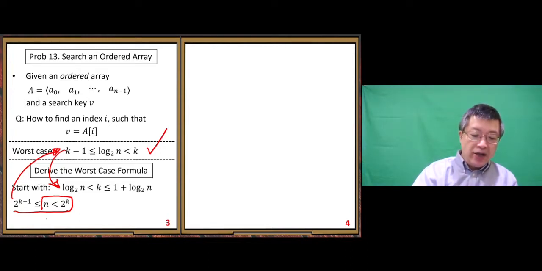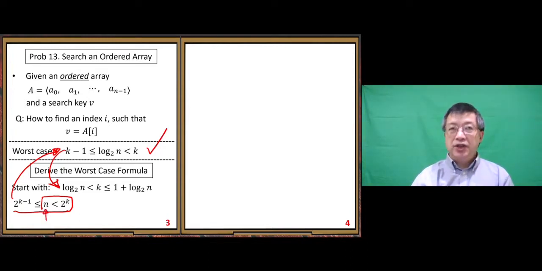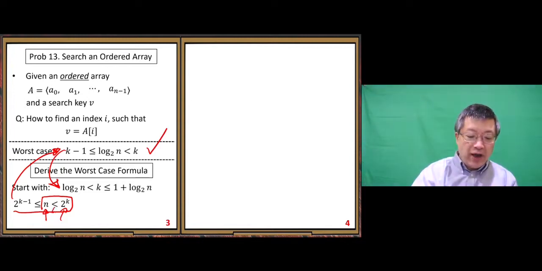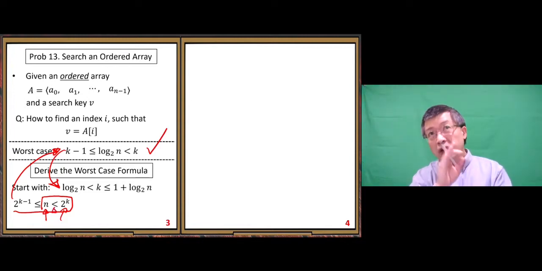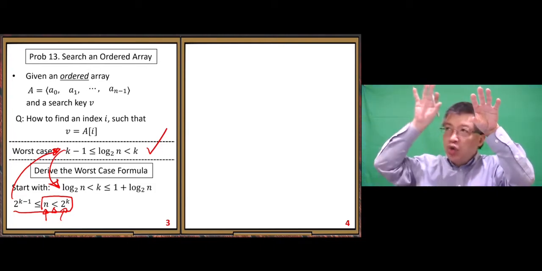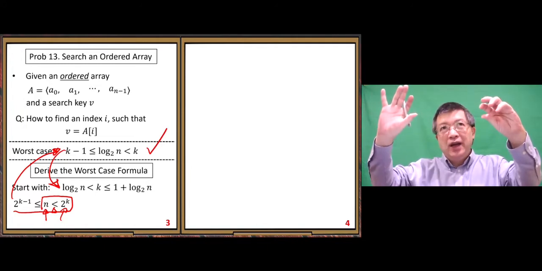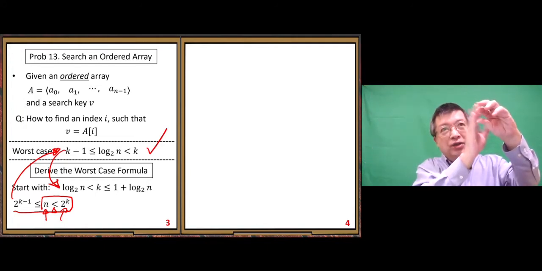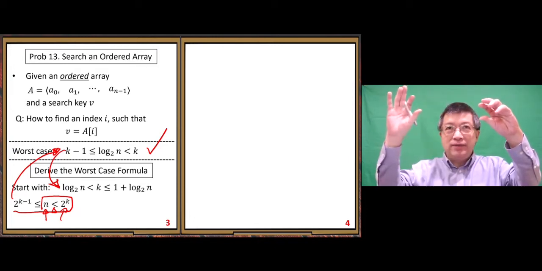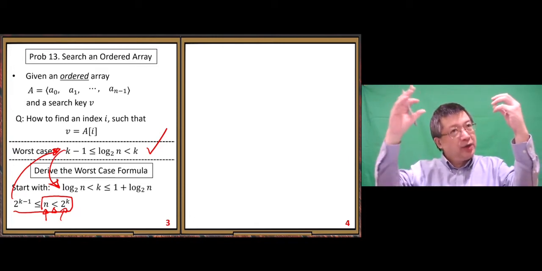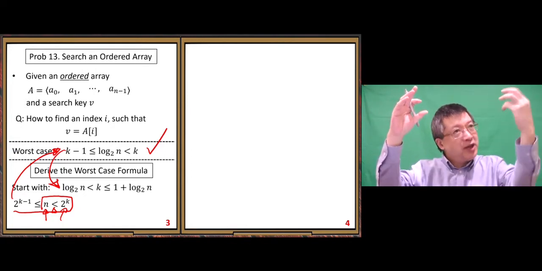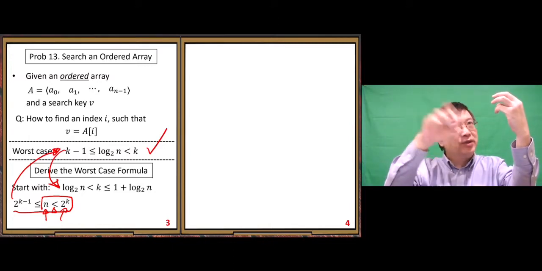n is an integer, right? And 2 to the kth is also an integer. One integer is strictly less than another integer, not less than or equal, strictly less than. So what conclusion can you get? When we add 1 to n, what can we get? Because n is strictly less than 2 to the kth, when we add 1 to n, can we say it is less than or equal to 2 to the kth?